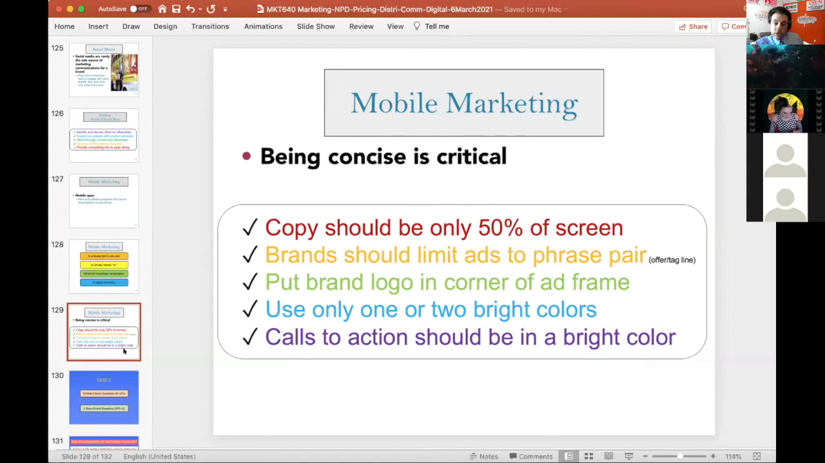Brands should limit the ads to simple phrases. Maybe, what's the offer? What's the tagline? The brand should be in some top corner and not take all the space. Use few colors, and you should try to have a call to action with a bright color. So that's my conclusion for this class.